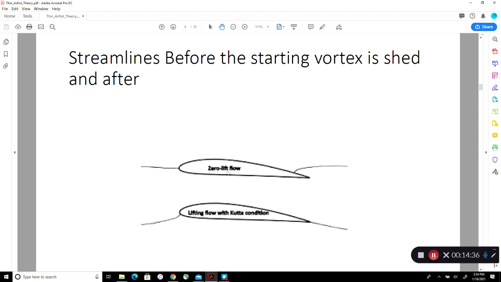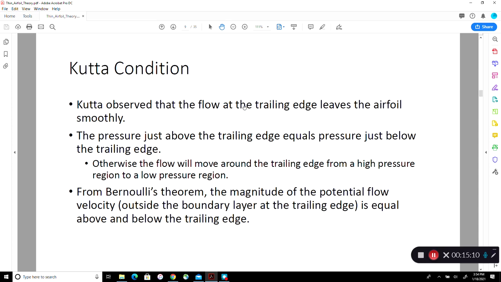So this is initially at time t equal to 0. This is at a much later time, after the starting vortex has left. Here the flow is going around the trailing edge. Here the flow seems to leave smoothly over the upper surface and lower surface of the trailing edge. So there was a scientist called Kutta, the same person from the Kutta-Joukowski theorem. He was a mathematician in the same lab, same group as Prandtl. There were a lot of great scientists in Germany at the time. Kutta said that the flow at the trailing edge leaves the airfoil smoothly.